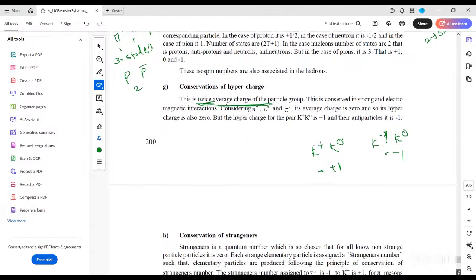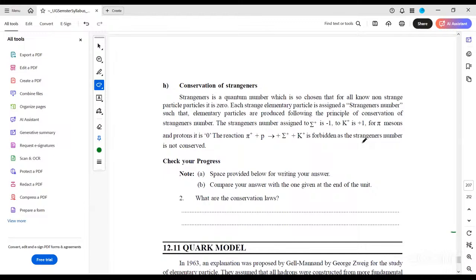Next, the last one is strangeness. Strangeness is represented with S. For sigma plus, the strangeness value S is equal to -1. For K plus, the strangeness value S is equal to +1. For pi, the strangeness is equal to 0. Here pi plus means +1 +1, it becomes 2, and here +1 +1 is 2. Even so it is forbidden. Why is it forbidden? Because in the strangeness, we have K plus value is -1. For that, it is forbidden.